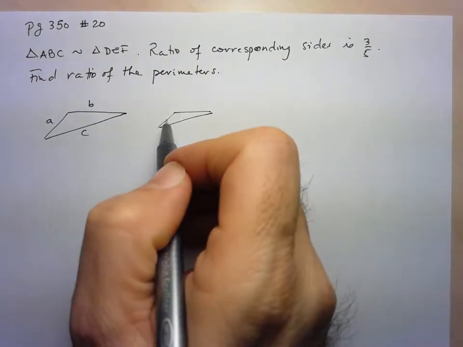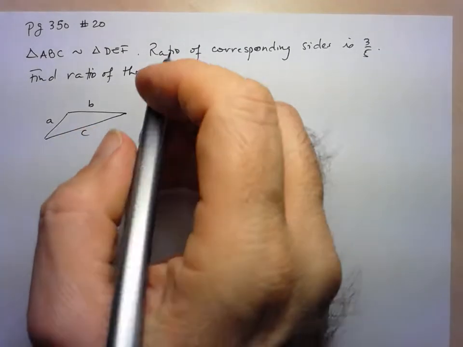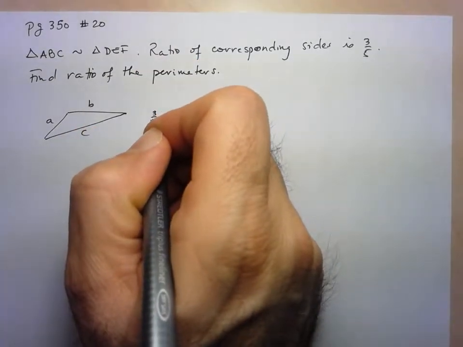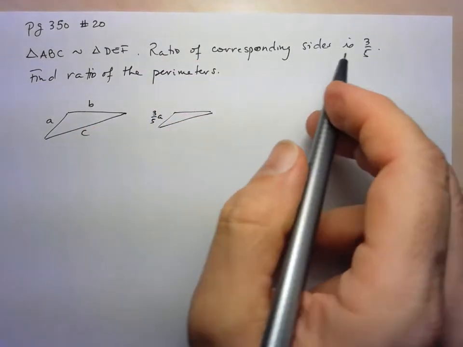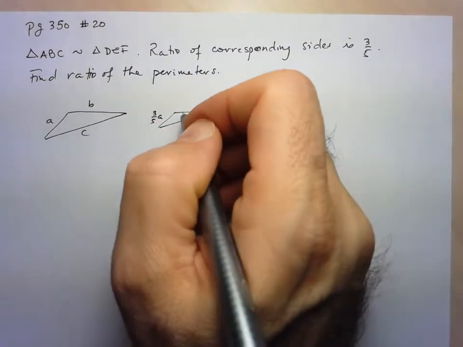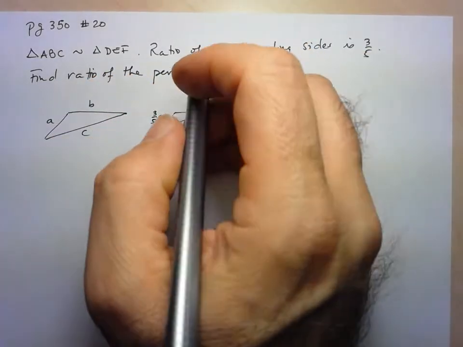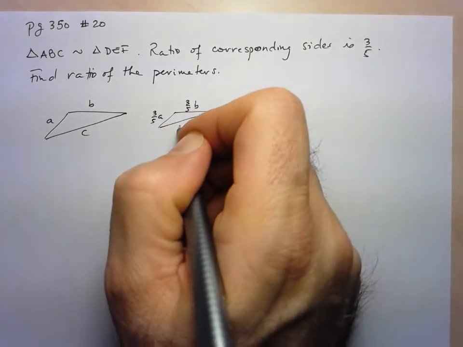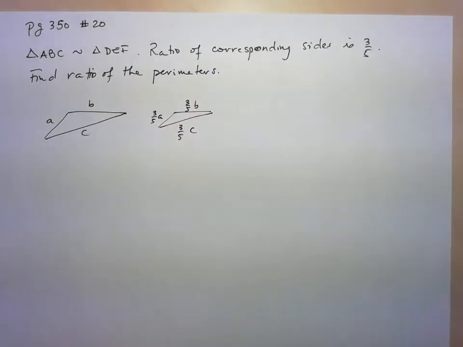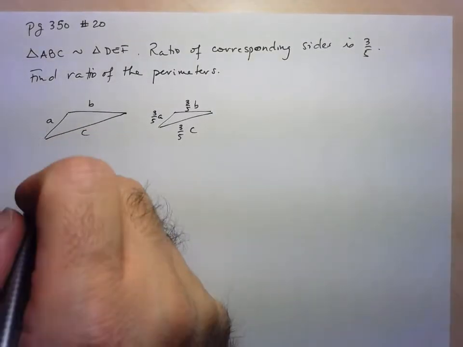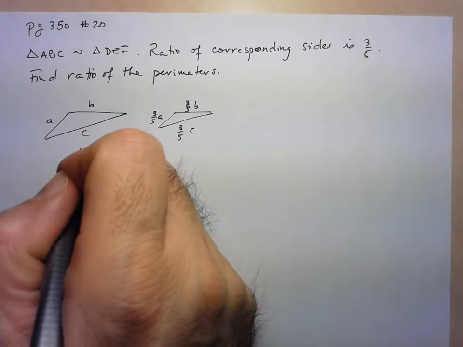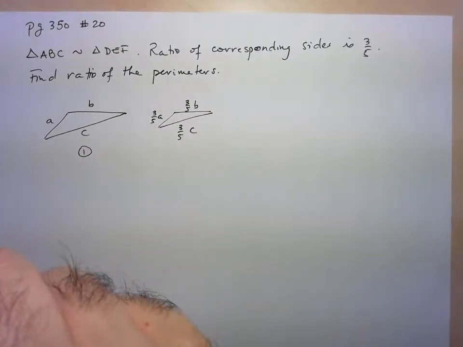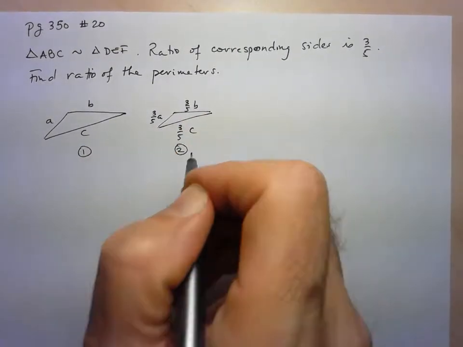So this corresponding side to A is going to have a length of 3/5 A, since they gave us the ratio. Okay, that means this side, which is corresponding to little b, is going to be 3/5 B, and this is going to be 3/5 C. Okay, and what they want us to do here is they want us to find the ratio of the perimeters. So let me call this triangle 1, and I'll call this triangle 2.